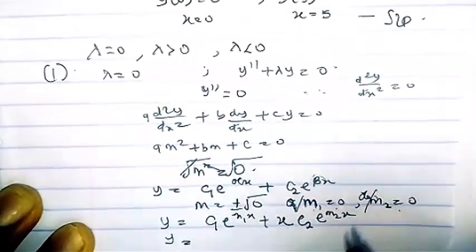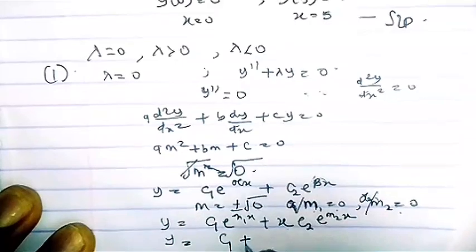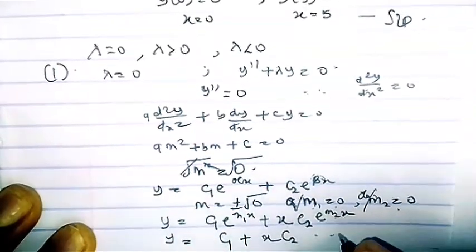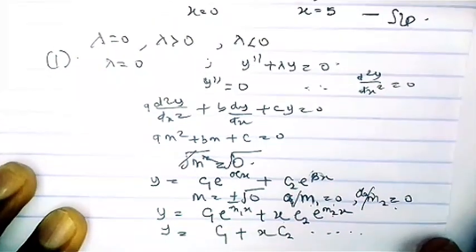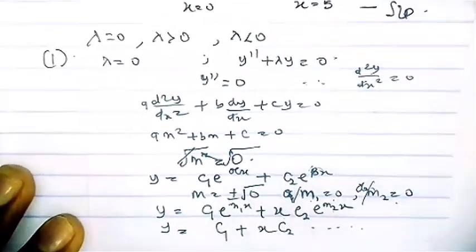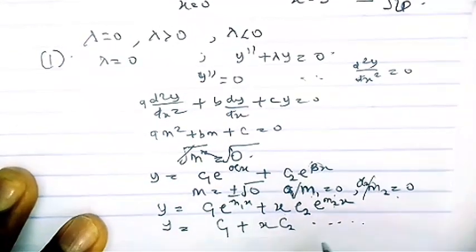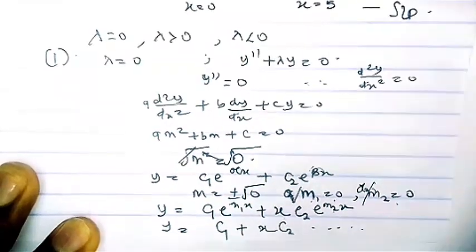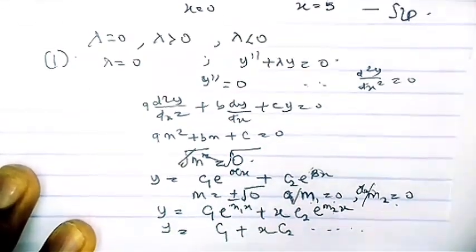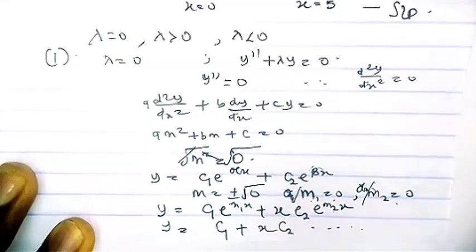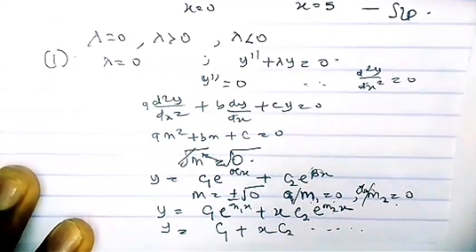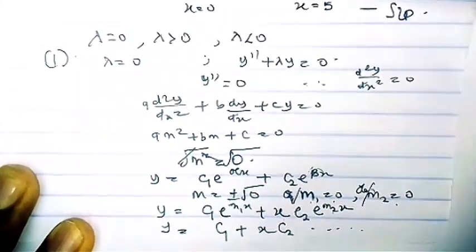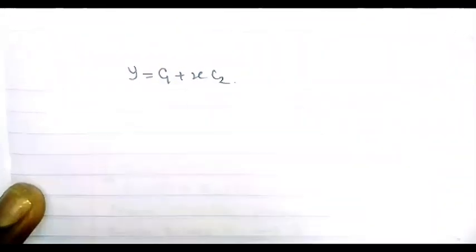So now let's solve this properly. Since m1 is 0, we'll be having c1 plus x. Now since m2 is also 0, we'll be having what? c2. So we have the solution right here. Now let's check. We try to get the values of c1 and c2 to know if it is a trivial solution. If c1 is equal to 0 and c2 is equal to 0, then it is a trivial solution, and we will not be able to get our eigenvalues, right? But when it is not equal to 0, we can get our eigenvalues. So now let's proceed.